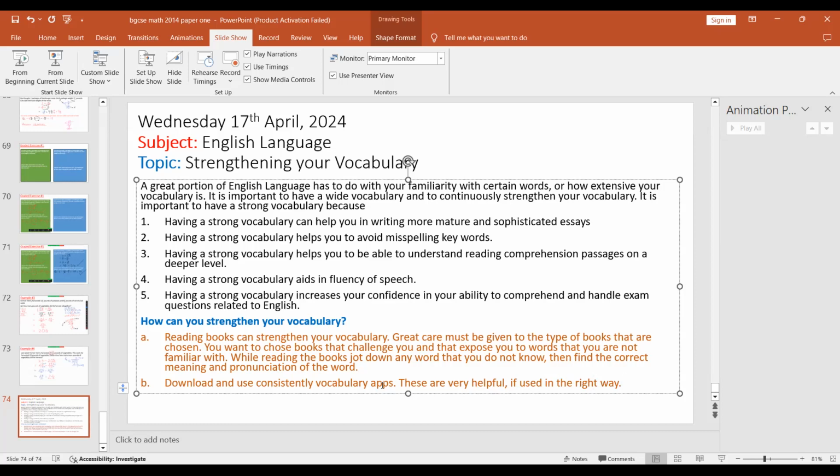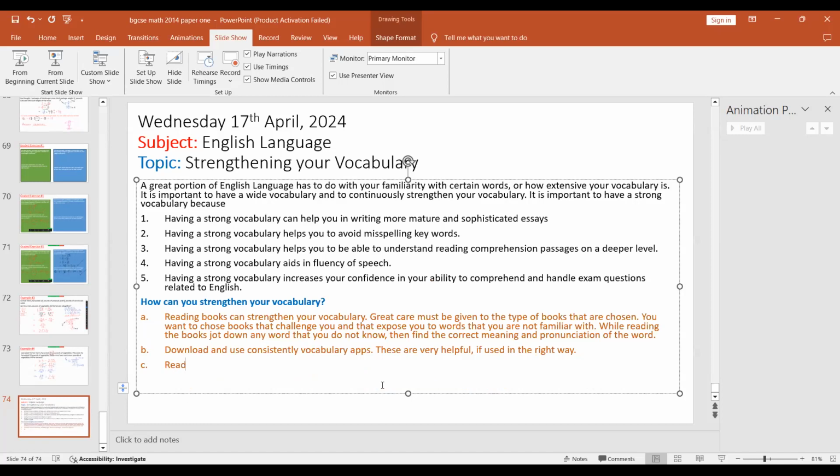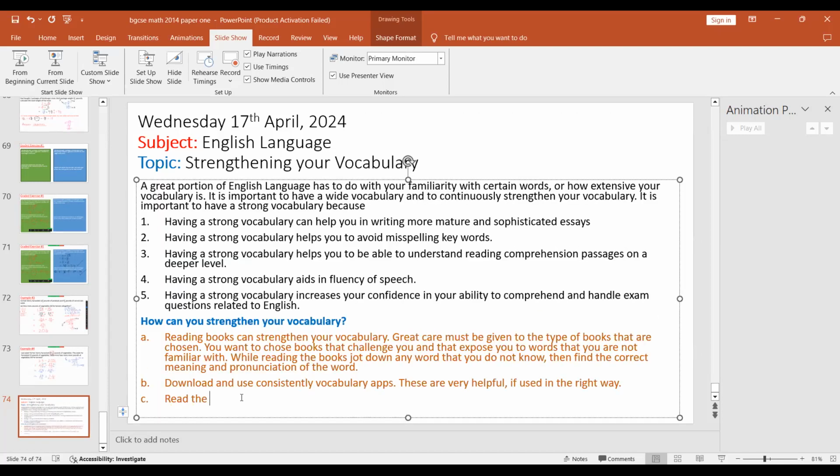You could also read, not just books, but you could also read the encyclopedia. You can also read the dictionary. Just go ahead and read the dictionary so you could learn words from the dictionary. That's also a good one.